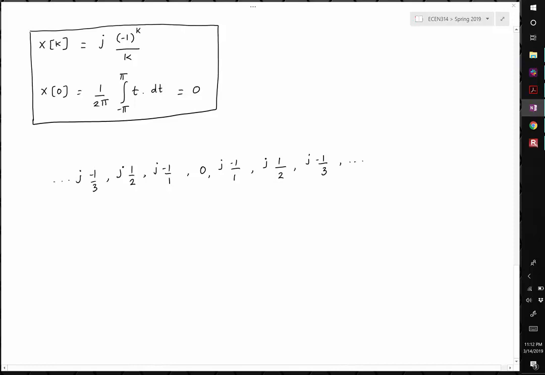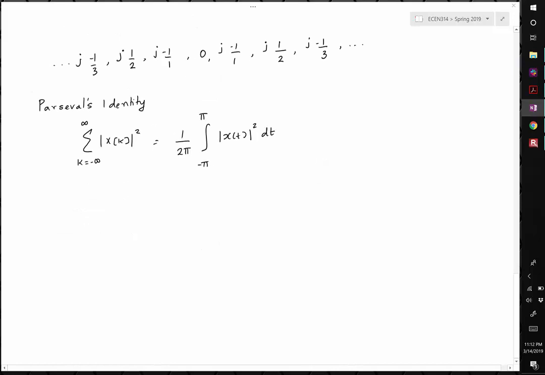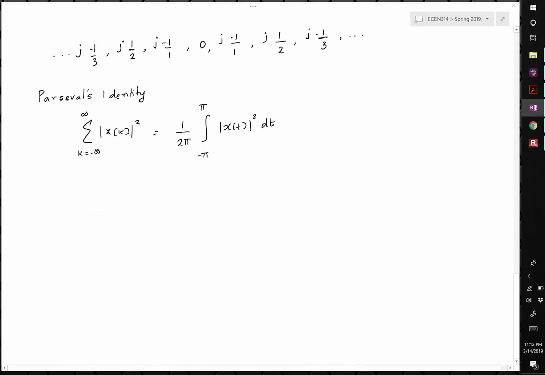Okay, now what's left is to try to apply Parseval's theorem. So let's try to compute. What does Parseval's theorem tell us? Parseval's identity tells us that if I look at the summation of the magnitude of x of k squared, k going from negative infinity to positive infinity, that must be the same as 1 over 2 pi times the integral from negative pi to pi of x of t squared dt for this particular signal whose fundamental time period is 2 pi.